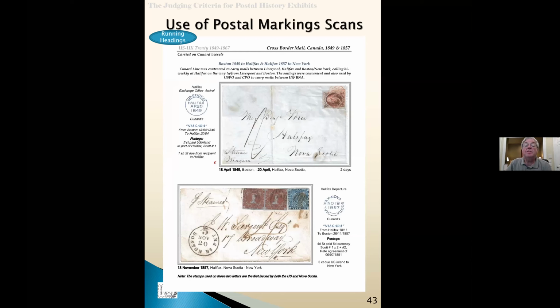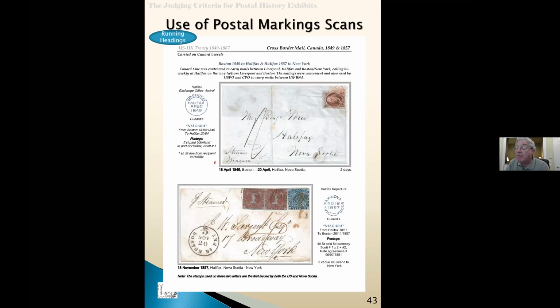Here, the use of postal marking scans. Running heading above the line, US-UK Treaty of 1849 to 1867. Again, it's faded. But also the cross-border mail, Canada, 1849 and 1857. That is not faded.